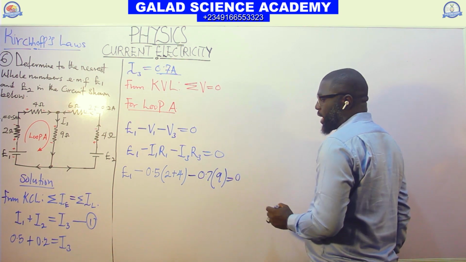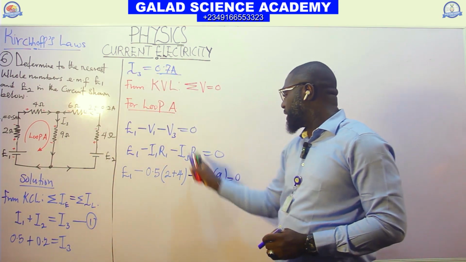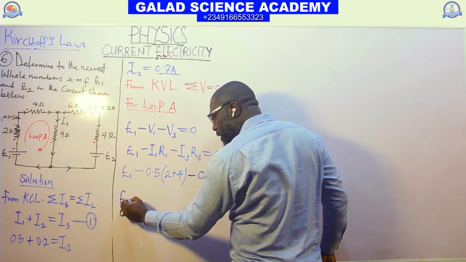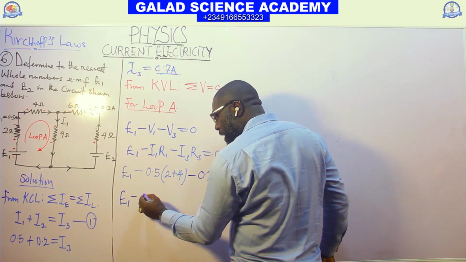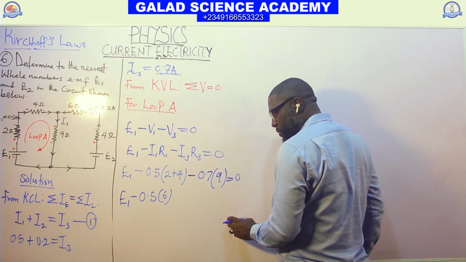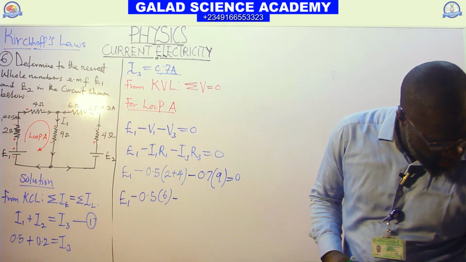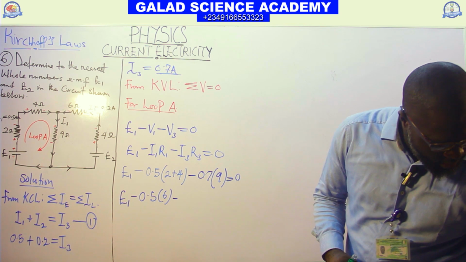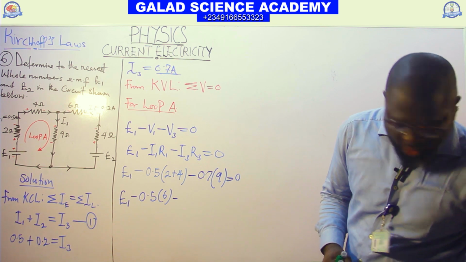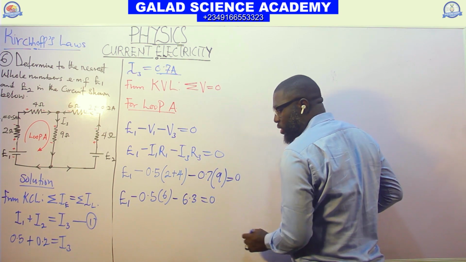Everything equal to what? 0. Good. So this is 9 ohms. This is current I3 that we get here. I put it here straight. So from there, we have what? E1 should be what? Minus 0.5 into 6. Then 0.7 multiplied by 9. 0.7 multiplied by 9 gives us 6.3. Minus 6.3, everything equal to 0.